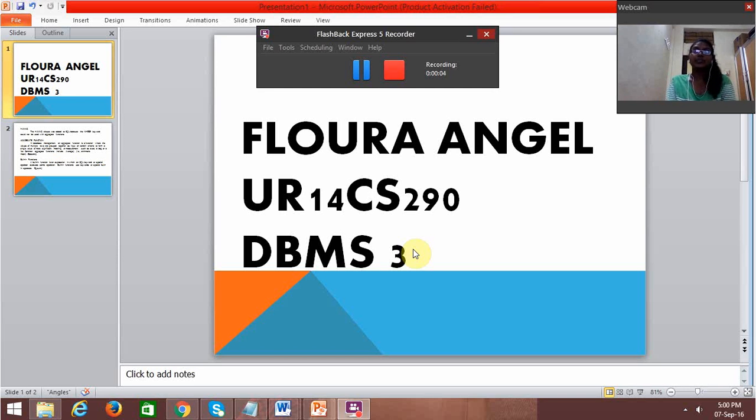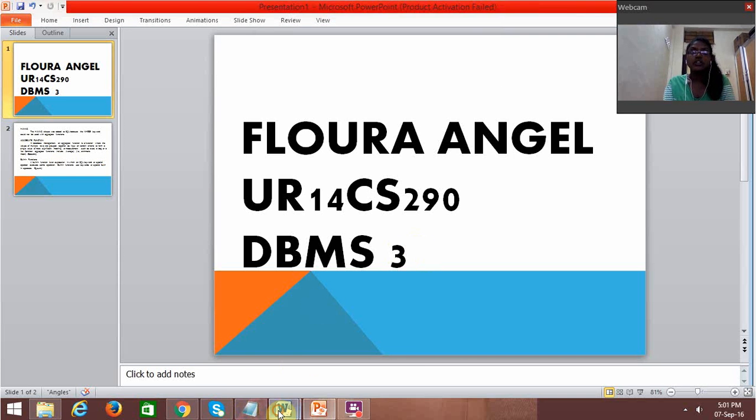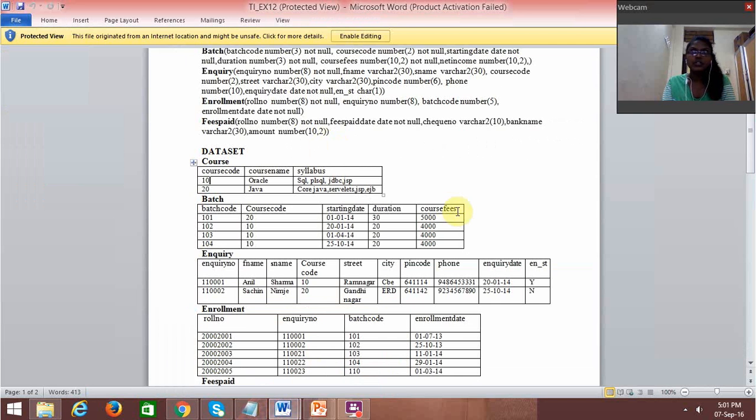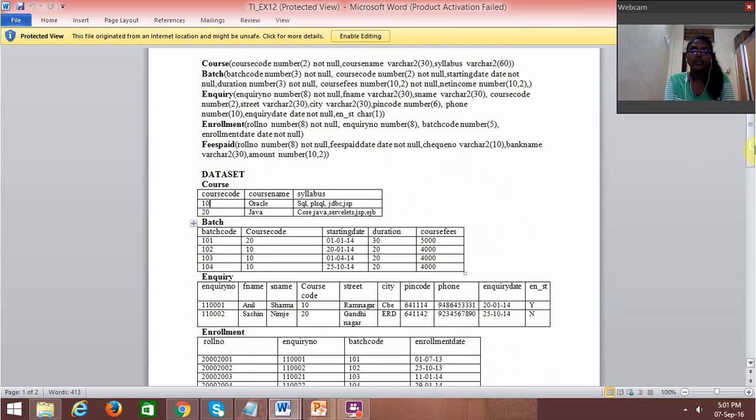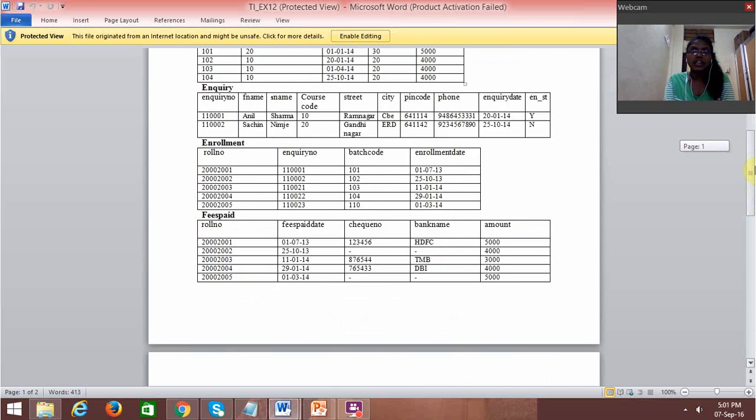Today I'm here to present my third lab experiment of the database. We've already presented lab experiment number 1 and 2. So what we did, we had a scenario for training institute. So this was our questions. We had a scenario for training institute. We had a schema of 5 tables and we had some inputs.